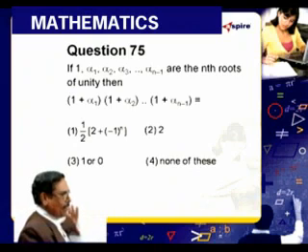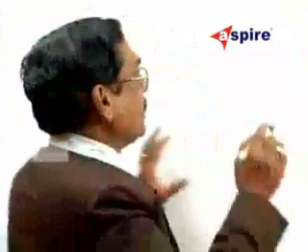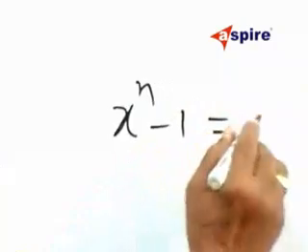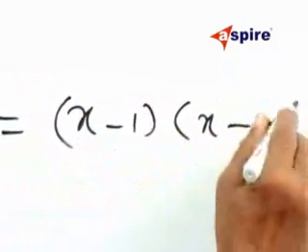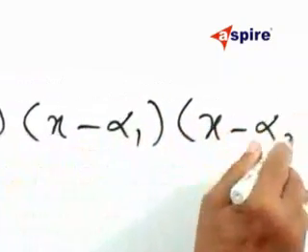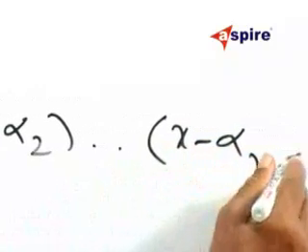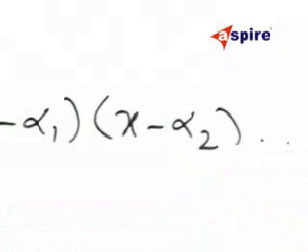Now 1, alpha 1, alpha 2, alpha 3, etc., alpha n minus 1 are the nth roots of unity. Once this statement is given, you may stop there and write this equation. That is, x to the power n minus 1 is equal to (x minus 1) into (x minus alpha 1) into (x minus alpha 2) and so on, into (x minus alpha n minus 1). This is the mathematical translation of that given sentence.